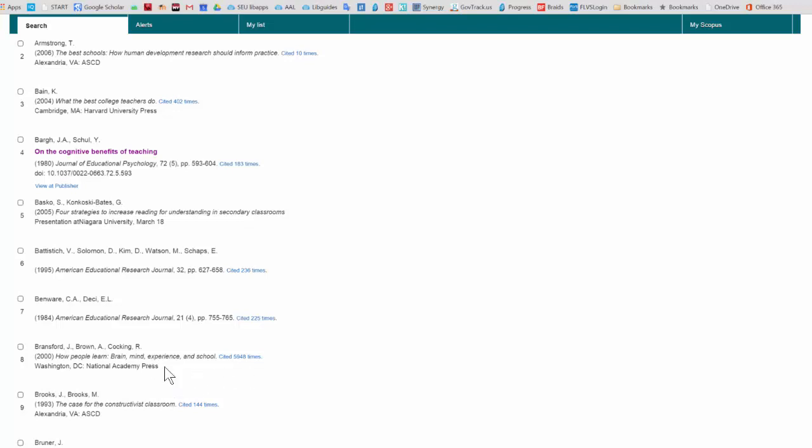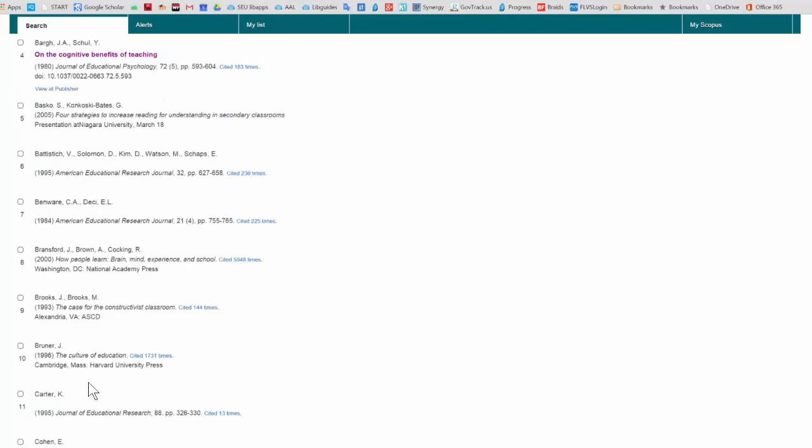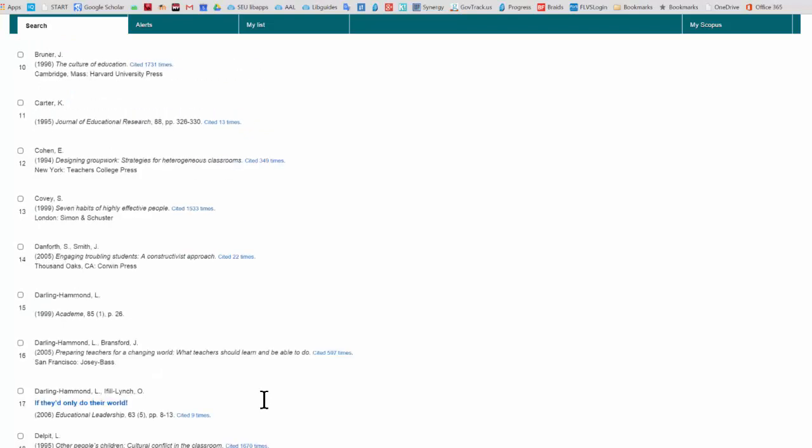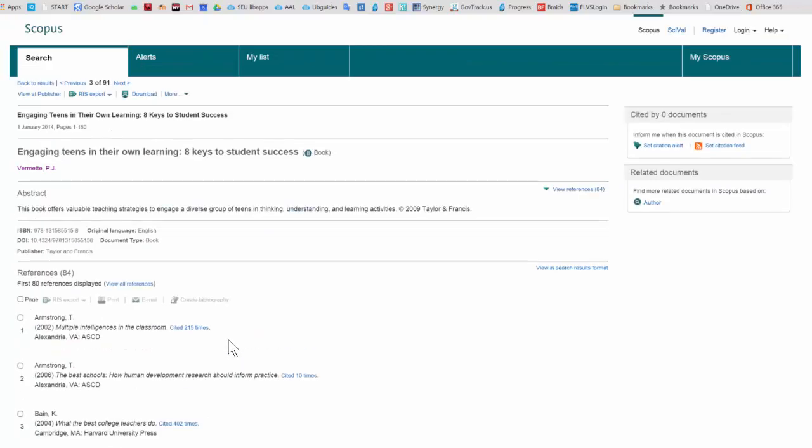So the thing to do would be to copy all this information and send it to our interlibrary loan department. So you would send it to ill@seu.edu and get your hands on this book. As we go on down here, here is one that's been cited over 1,000 times. You really get a feel for what has been cited a lot and what has not been cited at all, right? So keep that in mind as you are doing your research.